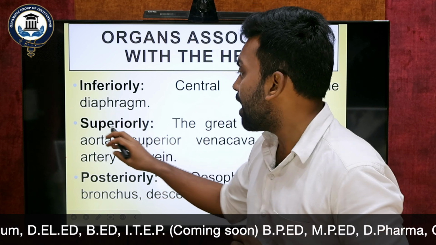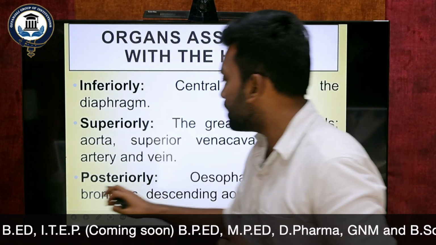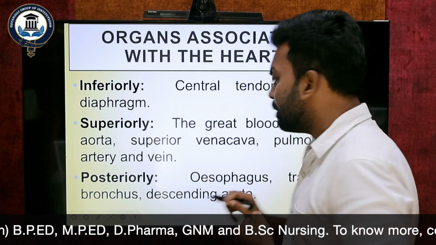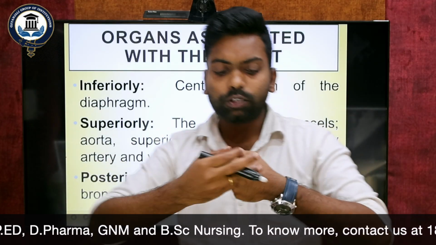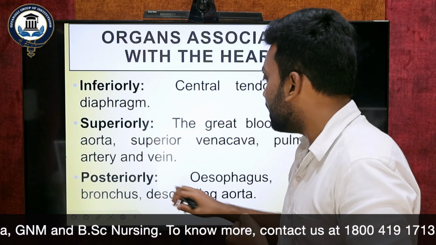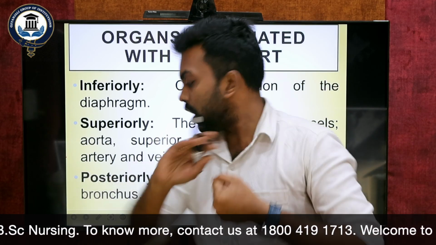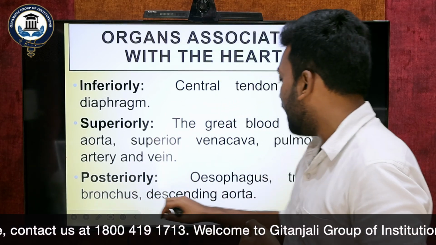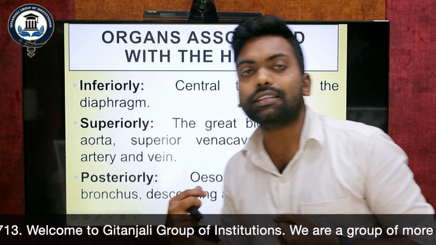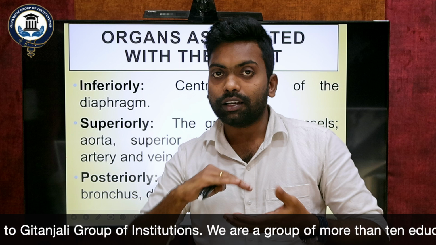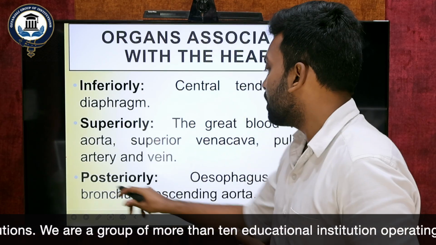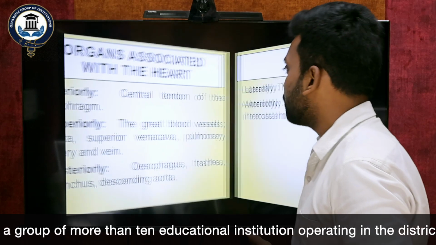Inferior is completed and superior is also completed. Next you can see posterior. As I said, posterior is nothing but behind. It is the opposite of anterior. So posterior, once you see behind the heart, there is the esophagus, the trachea, the bronchus and the descending aorta. These are the organs located posterior, just behind the heart. So that is called the posterior associated organs.